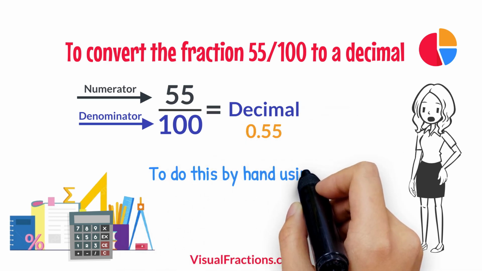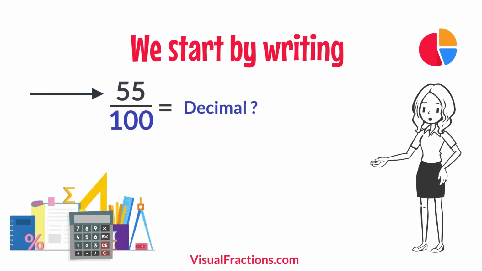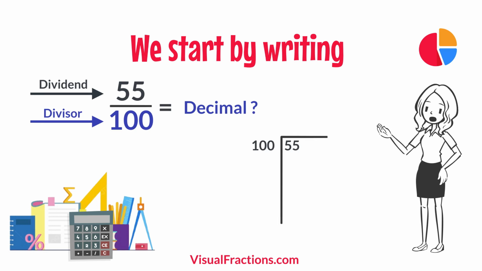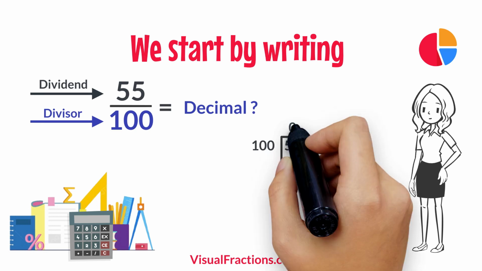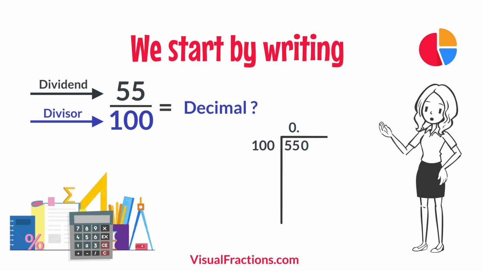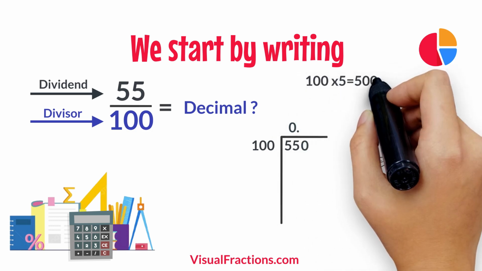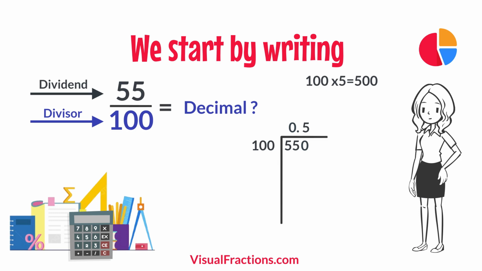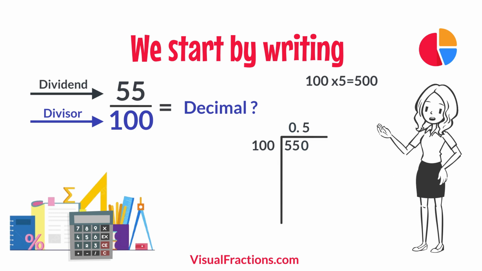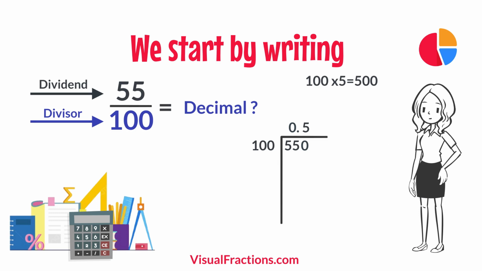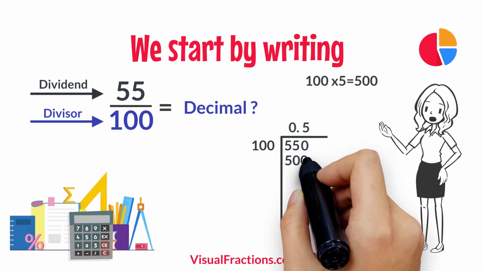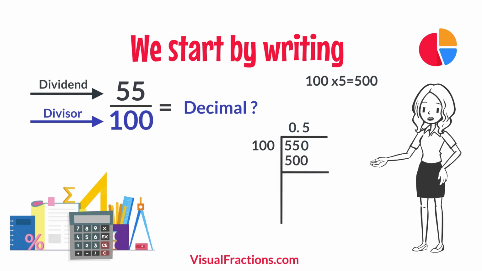To do this by hand using long division, we start by writing 55 as the dividend and 100 as the divisor. Since 100 doesn't fit into 55, we add a decimal point in our answer and append a 0 to 55, making it 550. How many times does 100 go into 550? Exactly 5 times. We write 5 after the decimal point in the quotient, making it 0.5. Multiplying 5 by 100 gives us 500. When we subtract 500 from 550, we get a remainder of 50.